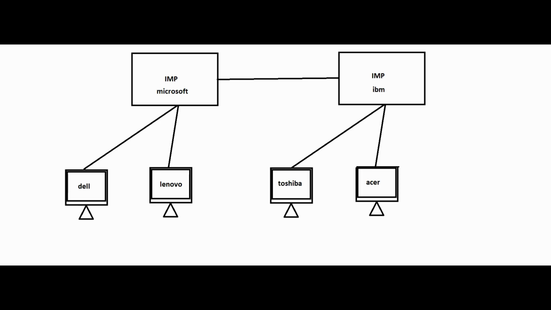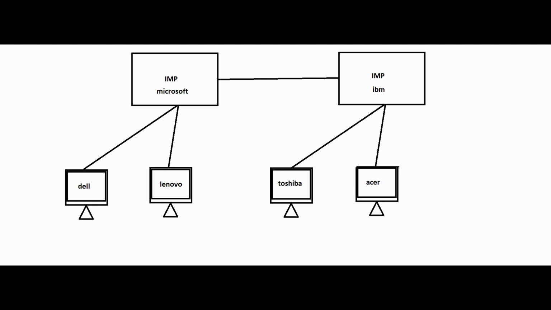In the case of ARPANET, each host computer will connect to a specialized computer called IMP. As you can see in this picture, each host computer is connected to a specialized computer called IMP. IMP's expansion is Interface Message Processor. So IMPs will communicate with each other. But how did the communication take place?